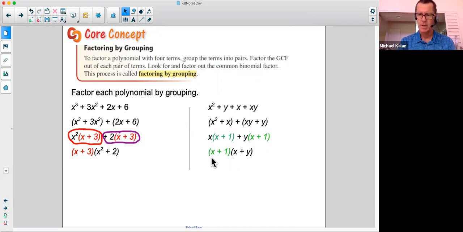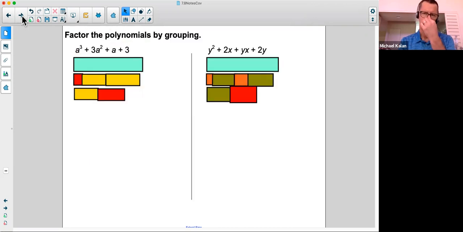X squared, xy, x, y. Check, check. All right, why don't you give these two a shot? Give them a shot. Okay, I'm back. So I noticed that if I put these two terms together and I factor out an a squared, I'm going to be left with an a plus 3.